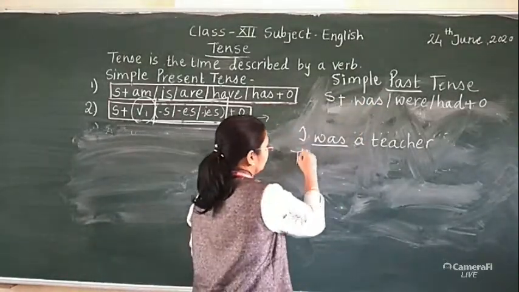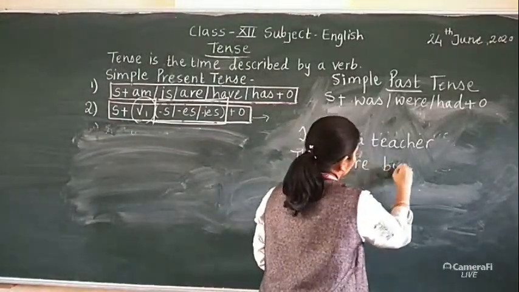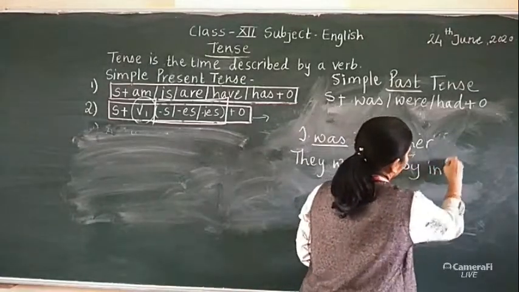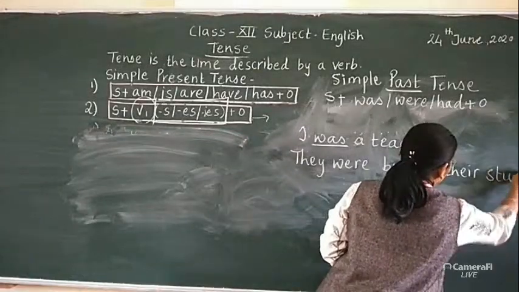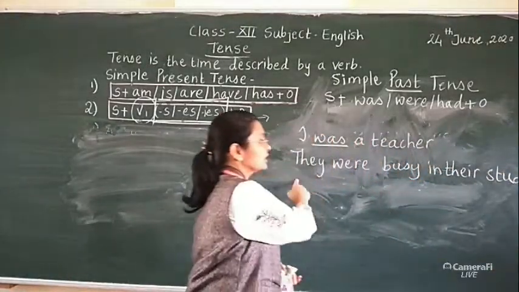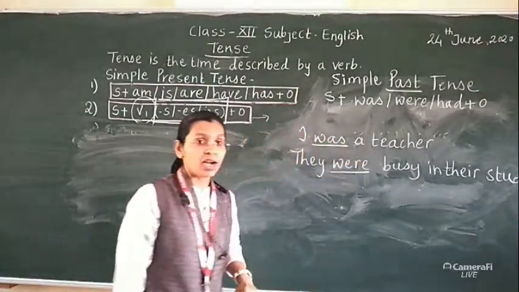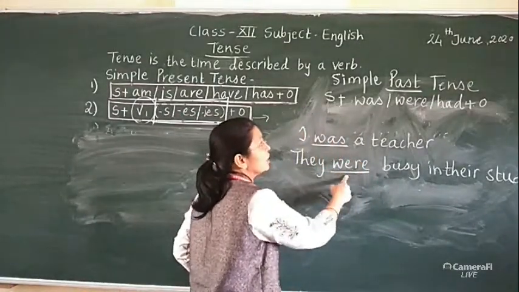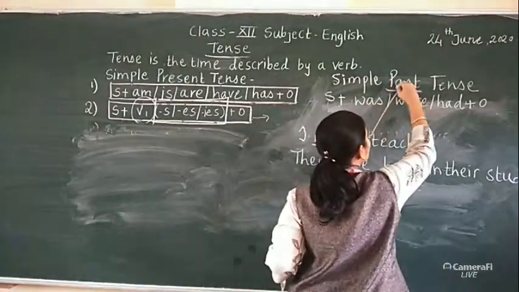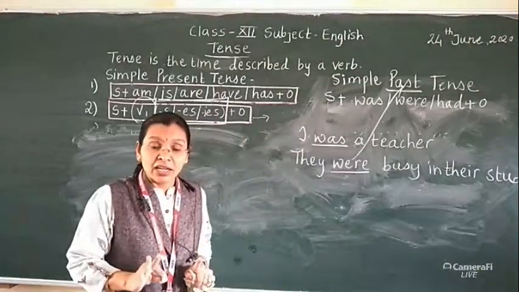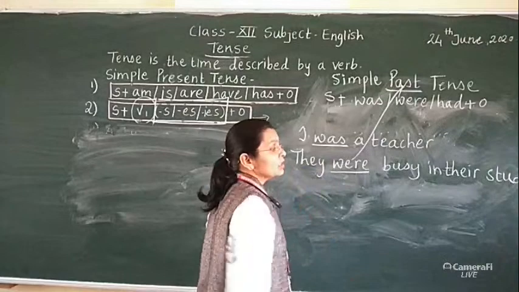Okay, they were busy in their homework or in their study. What is your sentence? They were busy in their study. So what do I use here? Were, W-E-R-E. So it also shows the past tense, right? So right now they are not busy, but some time ago they were busy.